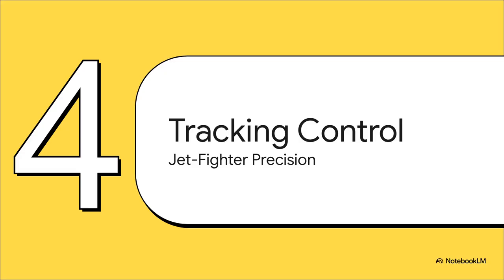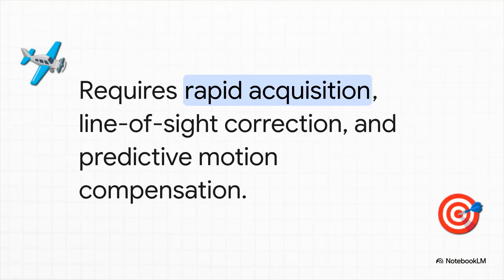Now for Section 4, jet fighter tracking control. A lot of the engineering texts actually describe this pointing subsystem using a jet fighter tracking analogy, and honestly, it's incredibly fitting. To catch a moving target through all that atmospheric interference, you need rapid target acquisition and continuous line-of-sight correction. But more importantly, you need predictive motion compensation.